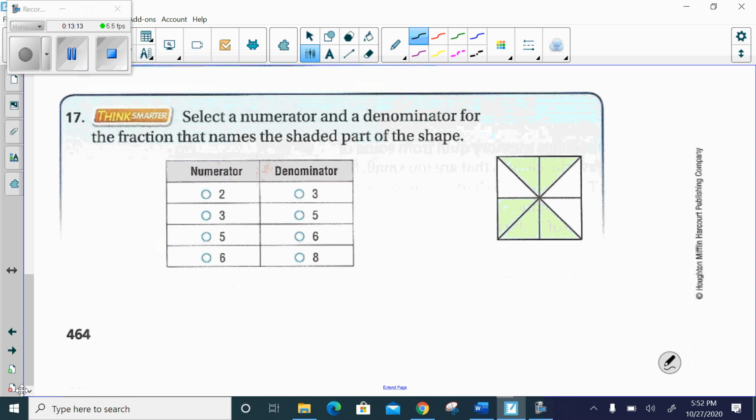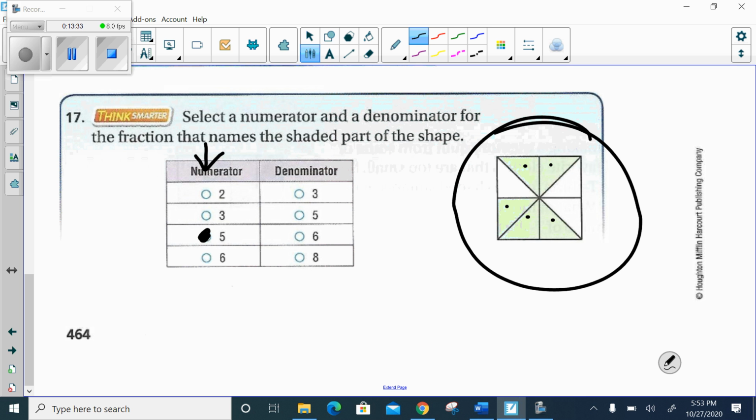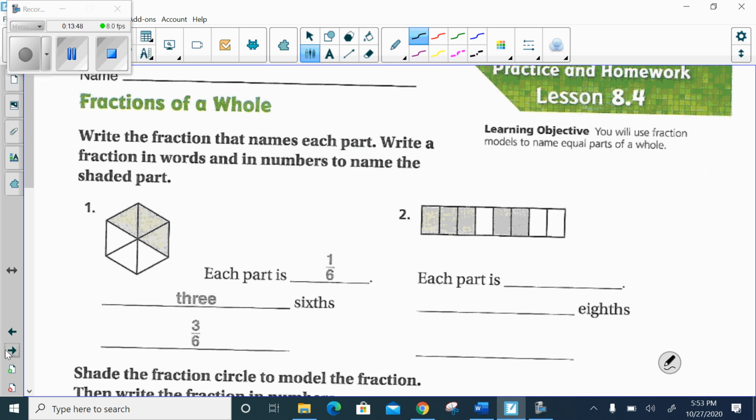Let's go down here to 17. Select a numerator and a denominator for the fraction that names the shaded part of the shape. The numerator tells us what is shaded. How many are shaded? 1, 2, 3, 4, 5. 5. Out of how many total for the whole? 1, 2, 3, 4, 5, 6, 7, 8. 5, and the denominator is the total number of pieces, the equal number. So it's 5 eighths. Okay?